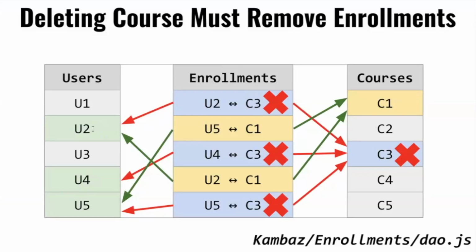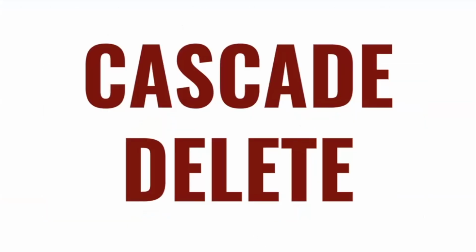If I remove a user, I would remove the enrollment. If I remove the course, I would remove the enrollments. But it doesn't mean that if I remove the course, it propagates to delete the user, or that if I remove the user, it propagates to delete the course. Only the relationship between the two would be removed. And that's what we mean by cascade delete: the deletion of an item, at least on the one side, propagates or cascades to the many side of the relationship.